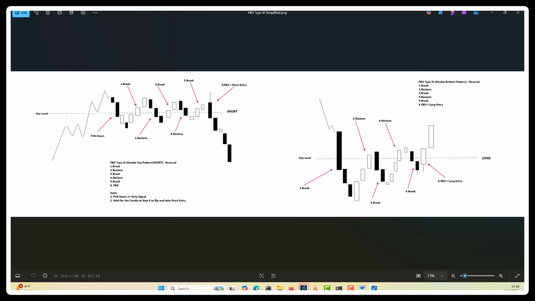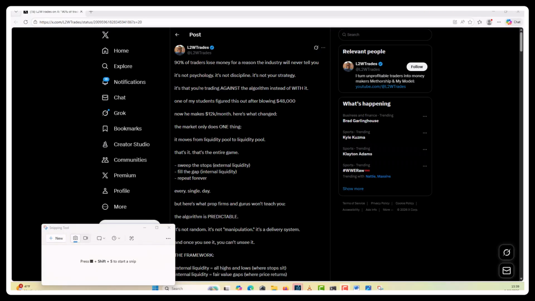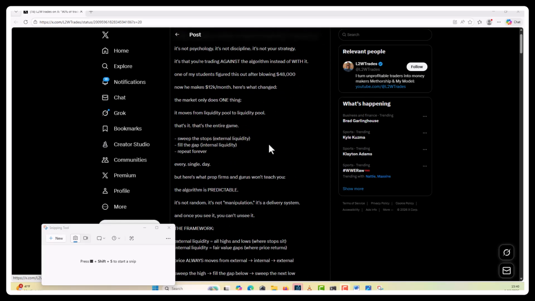Let's review the definition of liquidity. I think ICT says it best, but this guy also repeats or regurgitates what ICT says. Right here you see the guy, he posts on X, or Twitter, or YouTube. Basically he just regurgitates what we already learned from ICT.